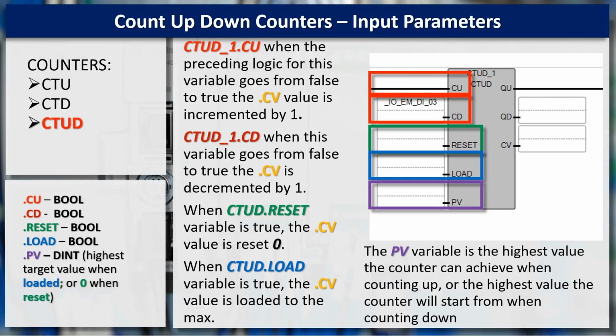When the ctud.load variable is true, then the CV is loaded to the maximum value of the process variable. In this case, the process variable is the highest value the counter can achieve when counting up, or the highest value the counter will start from when counting down.